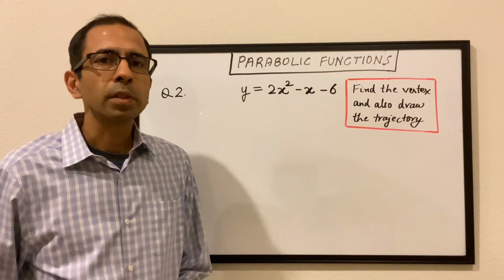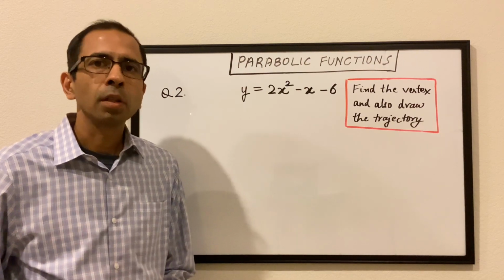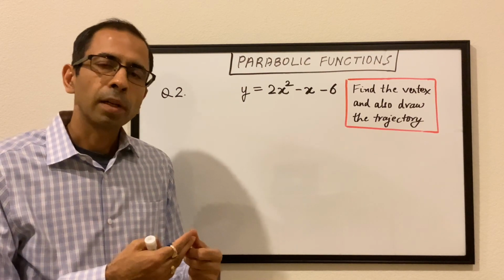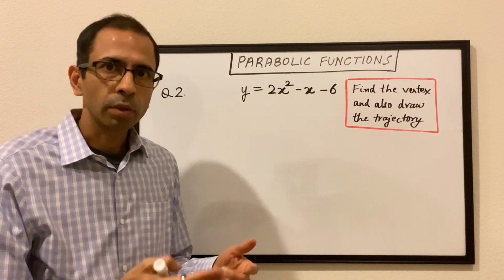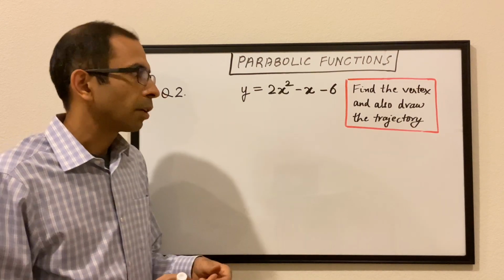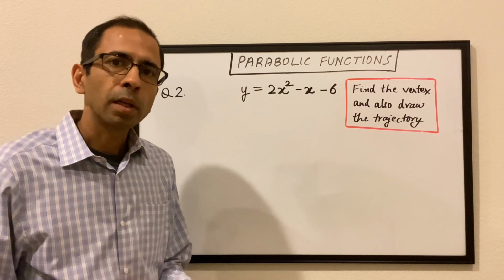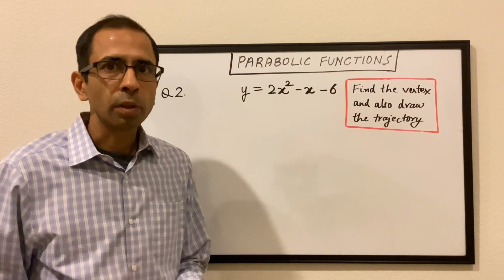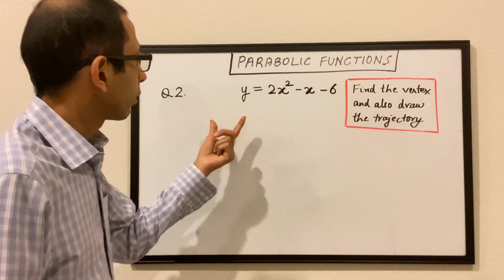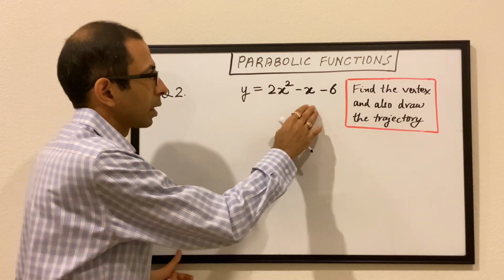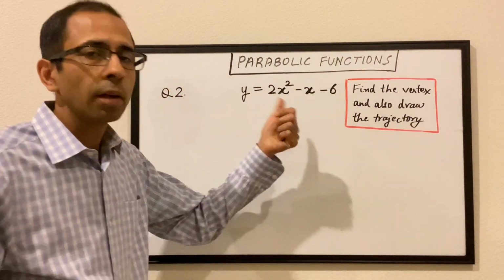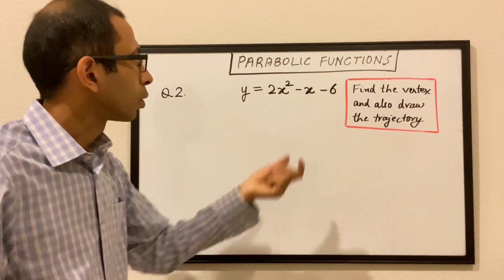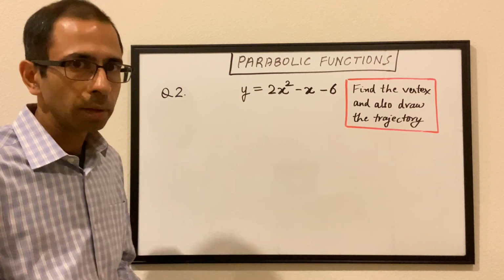Okay, so now let's reverse the situation. In the first question, we were given the vertex of the parabola and we had to find the equation of the parabola. Let's say that we have been given the equation of a parabola and we have to find the vertex, and also we have to draw the trajectory of the parabola. So we have a parabola y is equal to 2x square minus x minus 6, and we have to find the vertex and also draw the shape or the trajectory of the parabola.